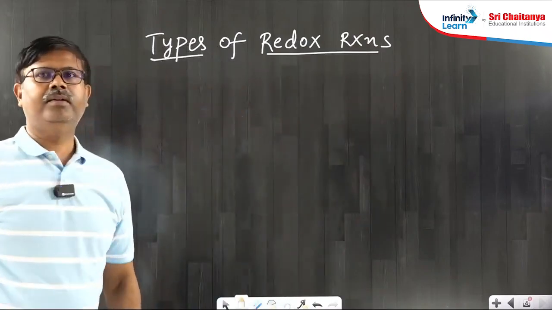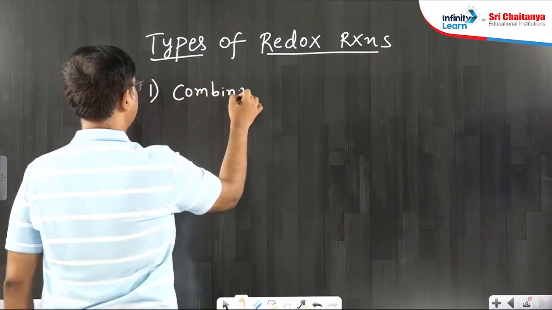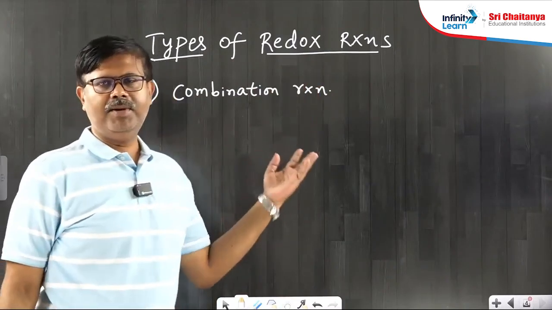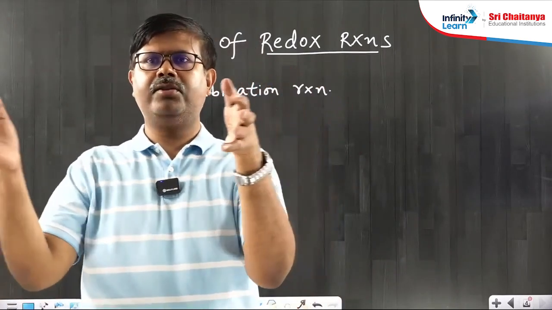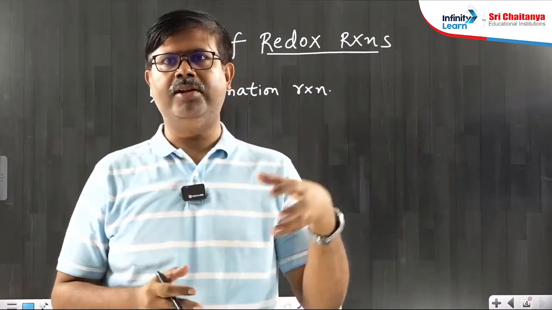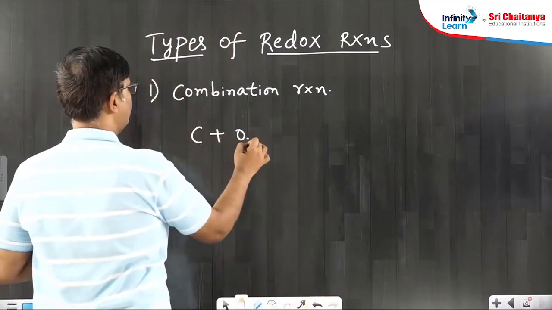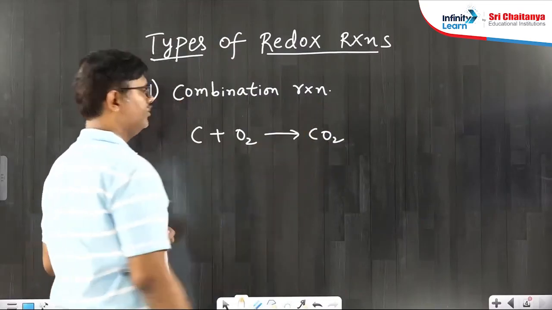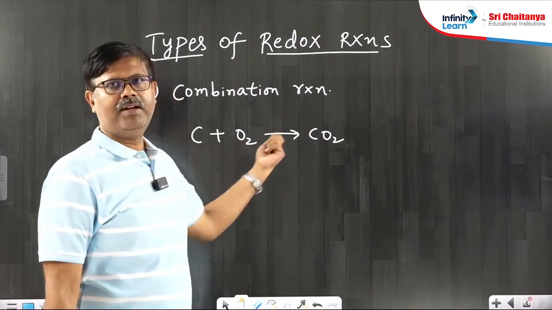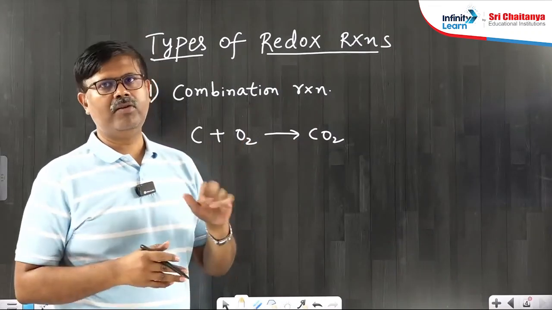Now, first one, combination reactions. As the name itself is saying, combination means what? There are two things combining. Okay, they are combining and form a single product, single molecule. That is what combination is. For example, C plus O2 gives CO2. This is combination only. Two species are combining to form a single entity. So this is a combination. Reactions like this come under combination reactions.